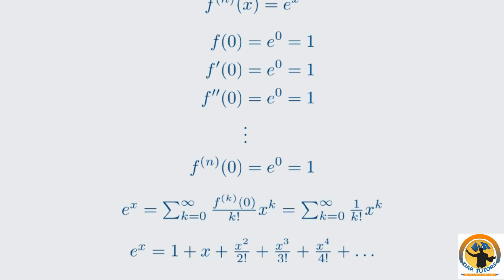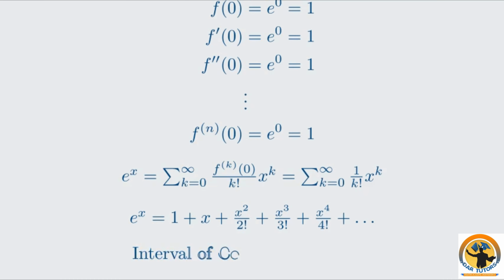This series has a remarkable property. It converges for all real values of x. This means that for any x, the infinite sum equals e to the x. The interval of convergence is all real numbers, which we write as x is an element of R.